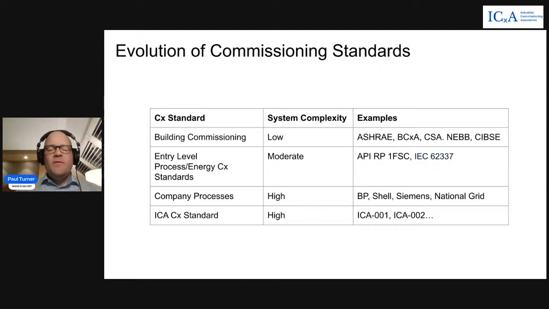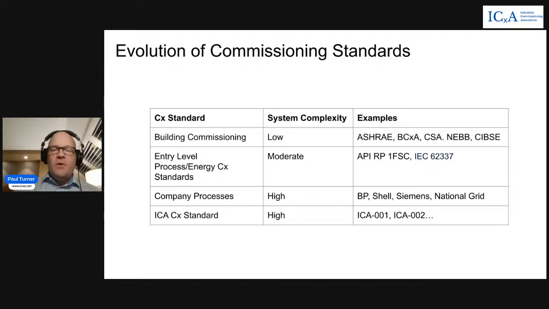So there's been an evolution of commissioning standards over the years, right? There's been building commissioning standards that have been out there for decades. This would be your ASHRAE commissioning standards or documents from BCXA, CSA, NEBB, or CIBC. These are great standards, and they're largely for building commissioning, your HVAC systems that aren't very complex, right? They're pretty standard systems. They exist everywhere, low complexity, great standards if those are the systems that you're working on, but not necessarily sufficient if you're working on more complex systems.